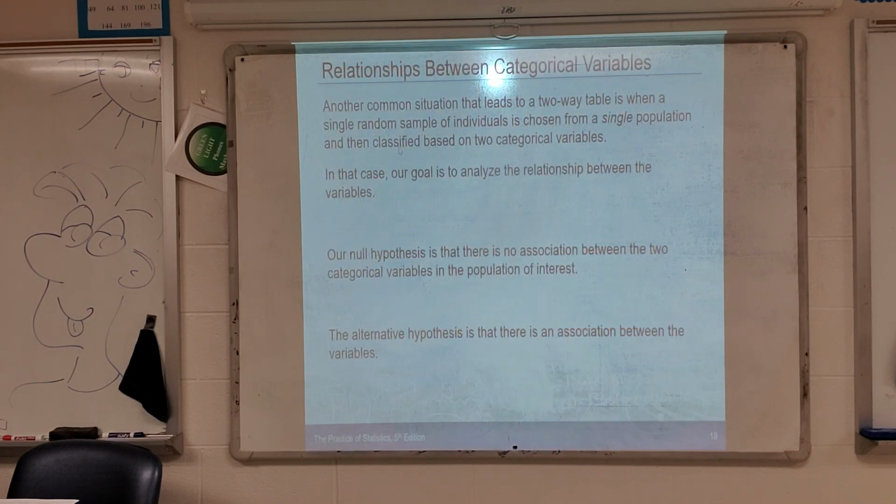All right, now we're going to kind of switch gears a little bit. Another common situation that leads to a two-way table is when a single random variable, let's see where we're at, actually. Make a decision here.